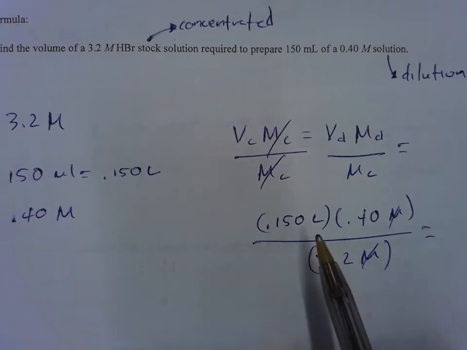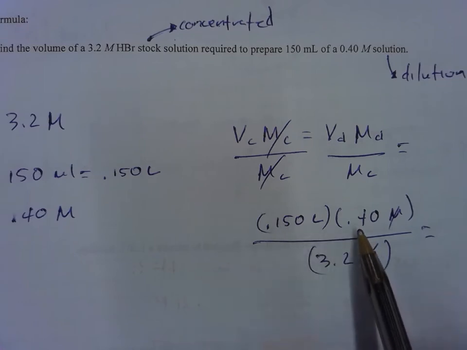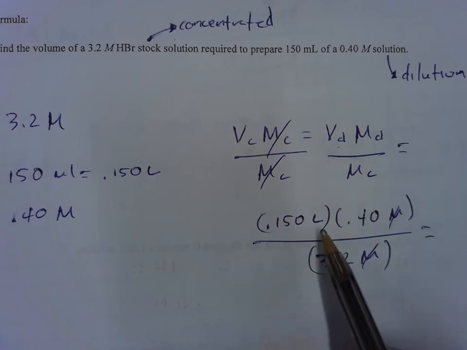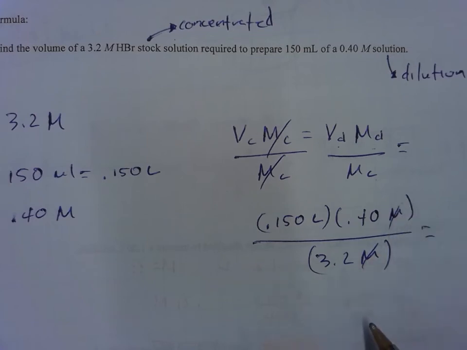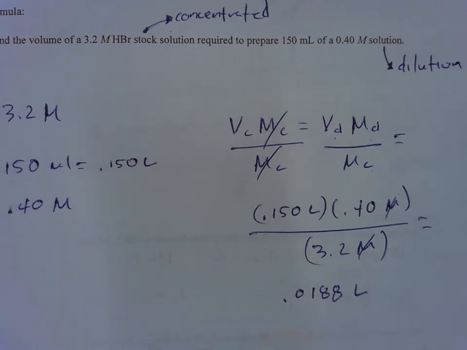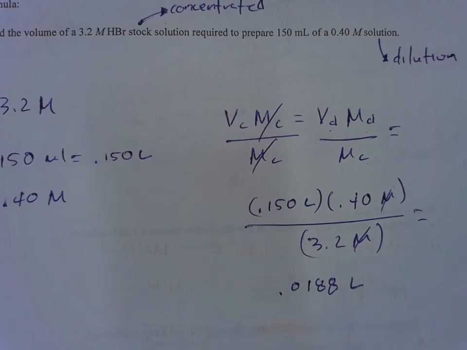Again, that's our VC, volume of concentration, equals volume of dilution times molarity of dilution divided by molarity of concentration. The molar units cancel. When we do that math, we should get 0.0188 liters of solution. That's the volume of the concentration that we need to transfer into our new volumetric flask. There you go. That's how you do those.